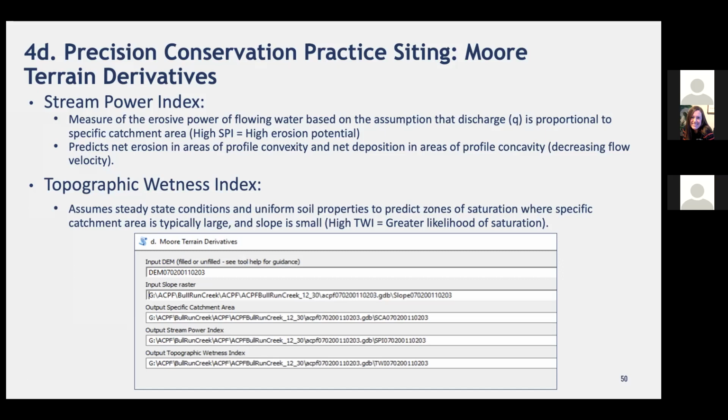The second more terrain derivative that we look at is the topographic wetness index. That's going to allow us to identify areas where our soil properties would predict zones of saturation. And so higher topographic wetness indices would indicate greater saturation.